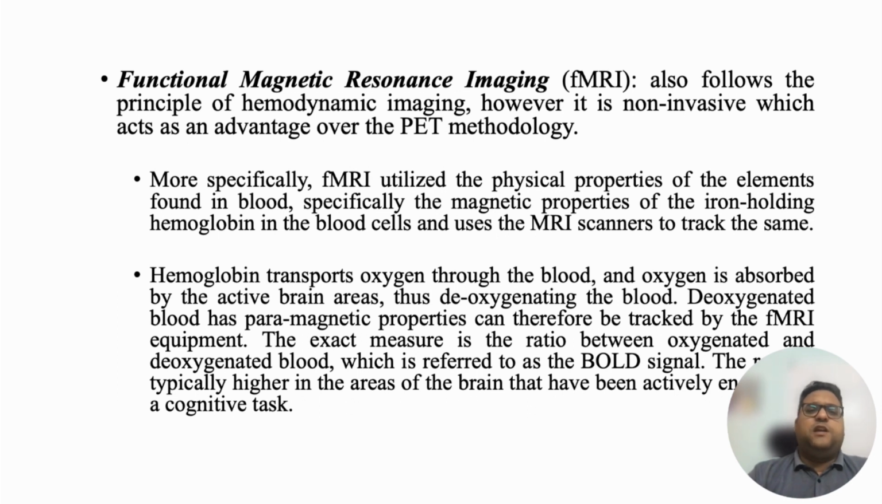What really happens in fMRI is that it utilizes the physical properties of the elements in the blood, specifically the magnetic properties of the iron-holding hemoglobin in the blood cells, and it uses MRI scanners to track the same. In more detail, hemoglobin transports oxygen through the blood, and oxygen is absorbed by the active areas of the brain, thus deoxygenating the blood. When the blood gets deoxygenated, this deoxygenated blood has paramagnetic properties which can be tracked by the fMRI equipment.